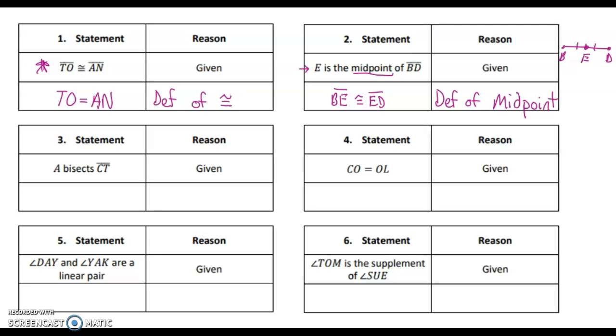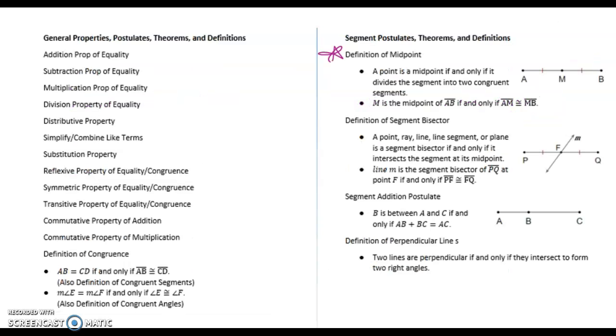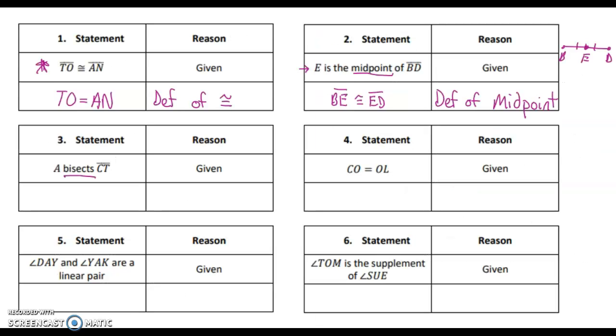Okay, statement 3. A bisects CT. So once again, we have a huge clue word right here with bisects. If you go look at your resource page, here's your segment bisector. So it says if you have something that's the bisector of PQ, it could be a line, a point, a ray, a plane, it doesn't really matter. But if you have it stated that it's the bisector of PQ, then PF is congruent to FQ. So notice, once again, it let us say the two sides were congruent. It did not let us say the two sides were equal.